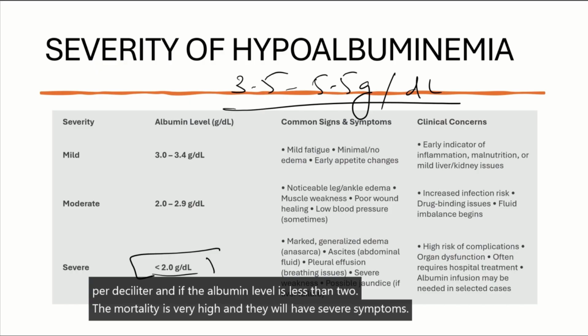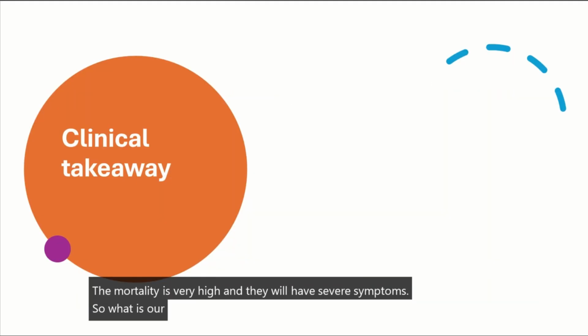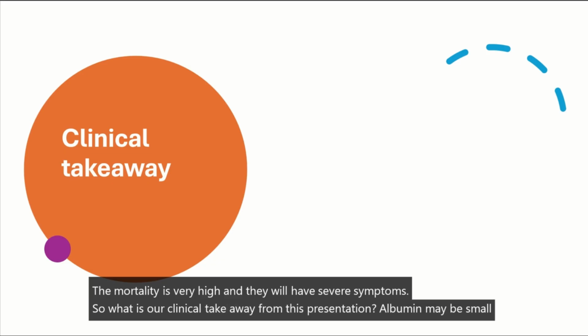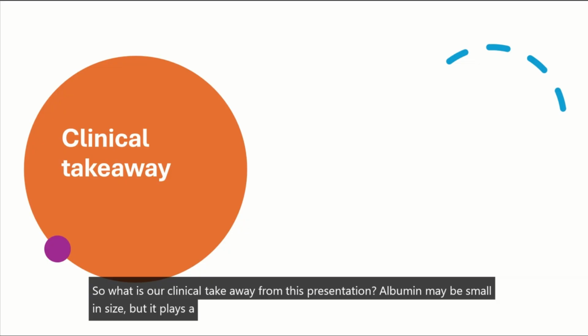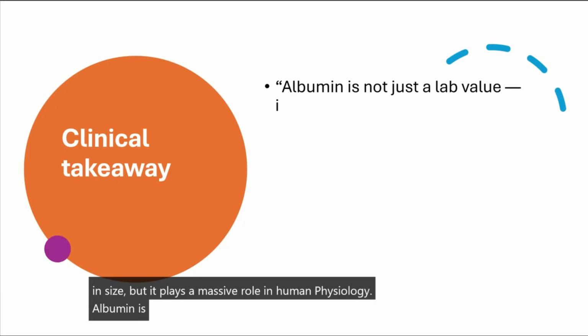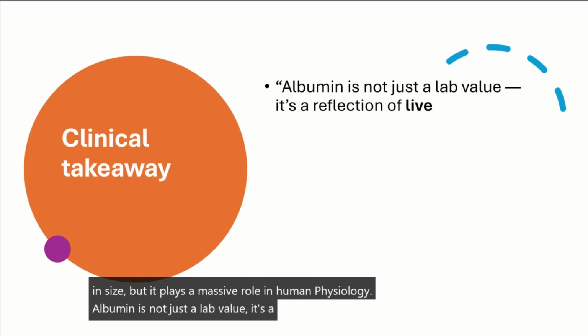So, what is our clinical takeaway from this presentation? Albumin may be small in size, but it plays a massive role in human physiology. Albumin is not just a lab value, it's a reflection of liver function, inflammation, nutrition, and overall health.